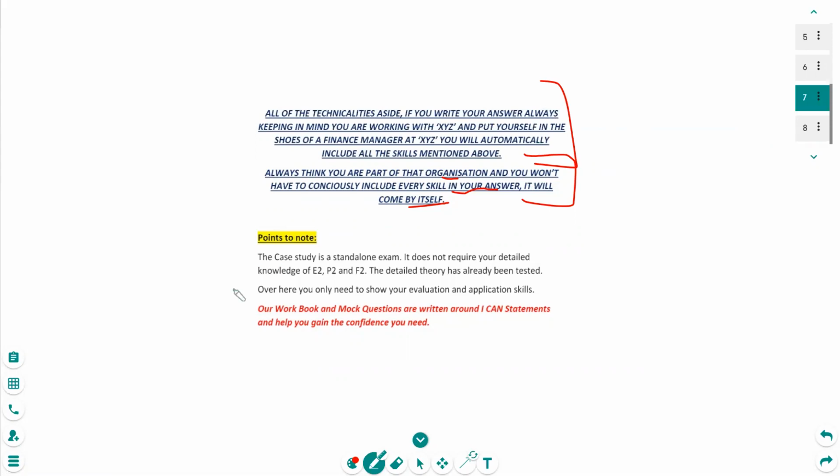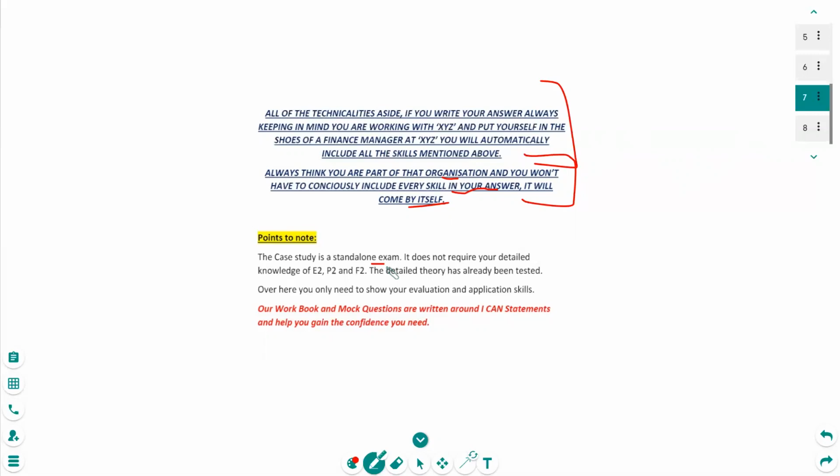Points to note a little bit: the case study is a standalone exam. You will not be required to go into the word by word detail of E2, P2 and F2, even in the core syllabus areas or the I can statements. It's just that you need to know the basics. You need to be able to explain it in your own words. You need to be able to explain it with clarity.